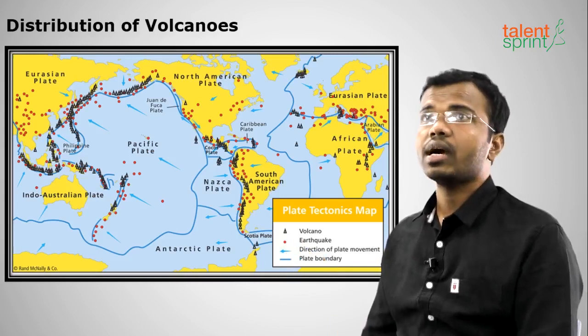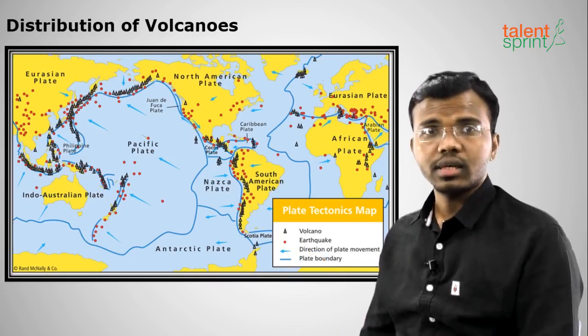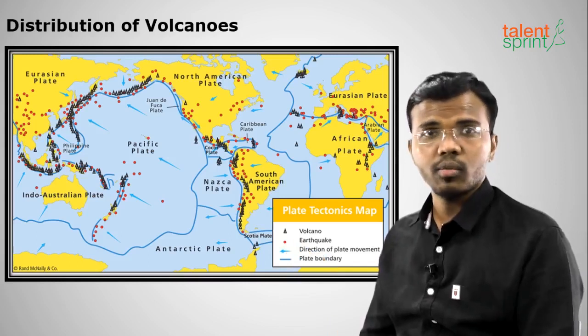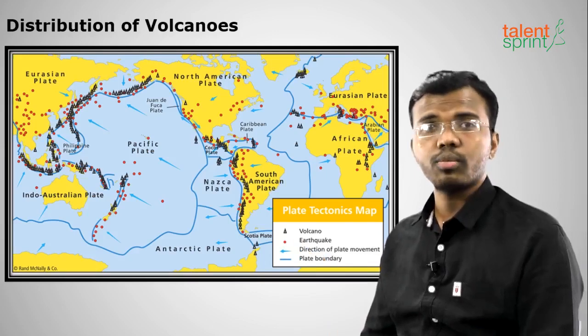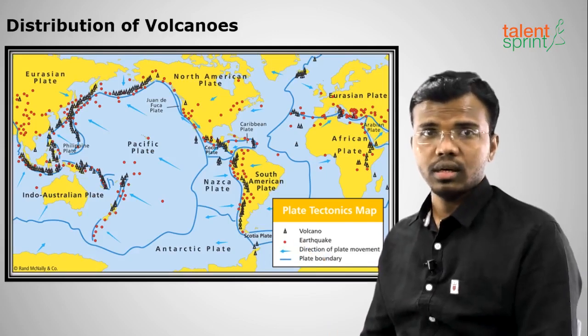Okay, in India we have only one volcanic island. That is called Barren Island in the Andaman Nicobar Islands. Okay, that is the volcano-prone area in India. Hope you have learned enough things in this topic.